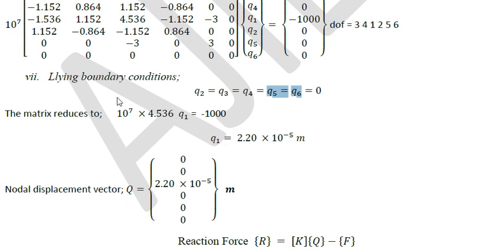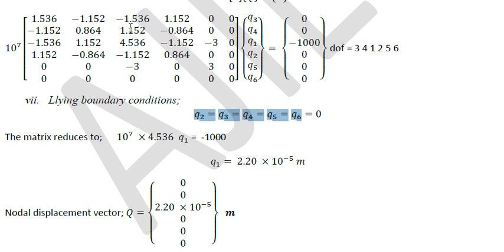So, only Q1 means we have to eliminate rows 2, 3, 4, 5, 6 and columns 2, 3, 4, 5, 6. We have to eliminate all the rows and all the columns. We will remain with only this one, 4.536 into Q1. 10 power 7 into 4.536 into Q1 is equal to minus 1000. Only this will be remaining. All the other things will be eliminated. So Q1 is very easy. We have found that.